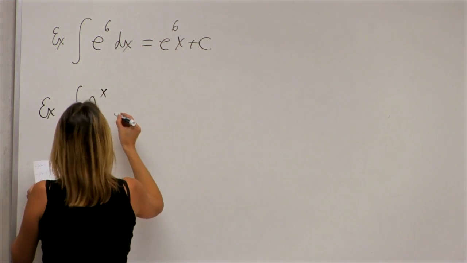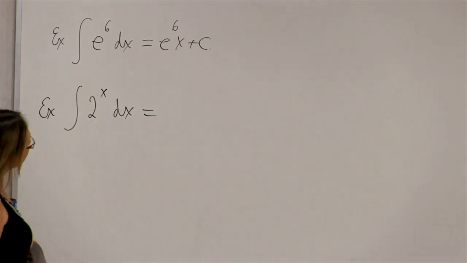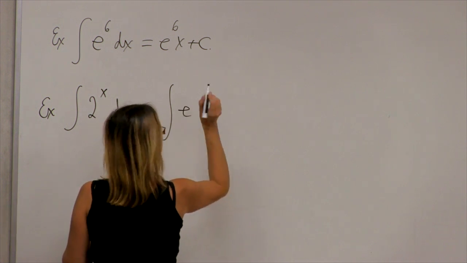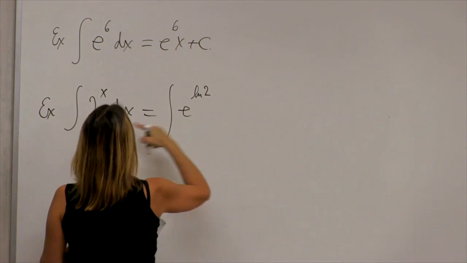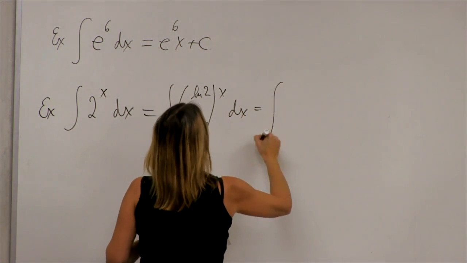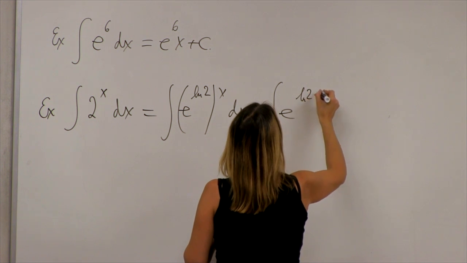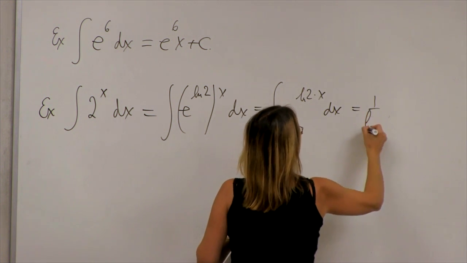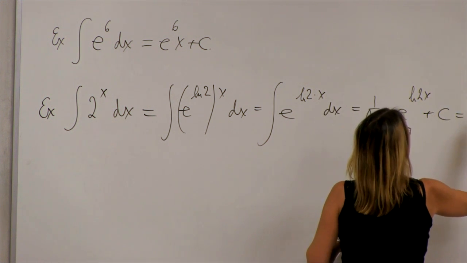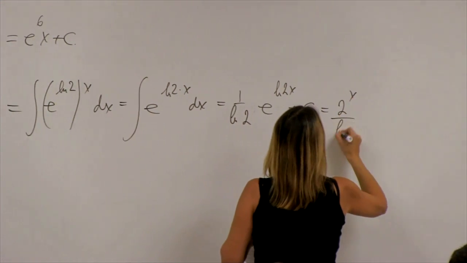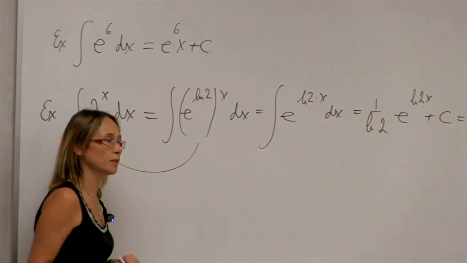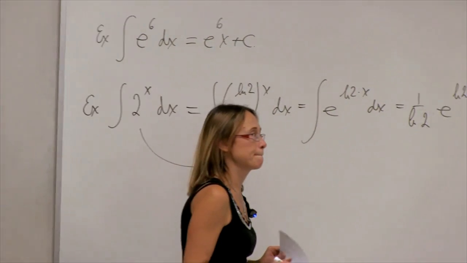2 to the x dx. Oh, excellent. So those of you who remember the formula, that's excellent. I can never remember this formula. So I represent 2 as e to the log 2, so 2 to the x is e to the x log 2. And now it's easy. So this is the crucial step, right? Questions? Okay.